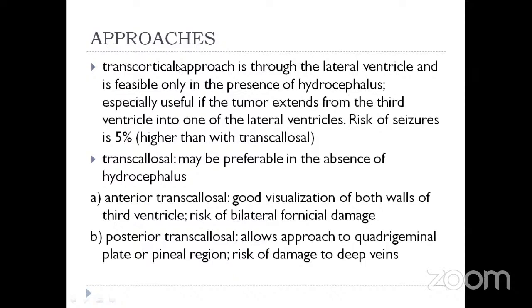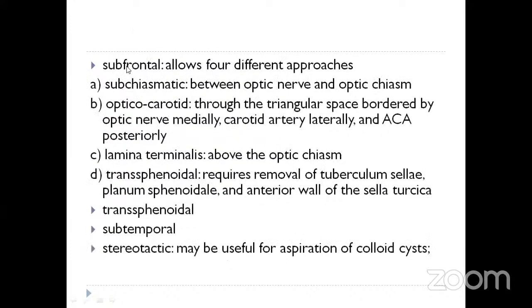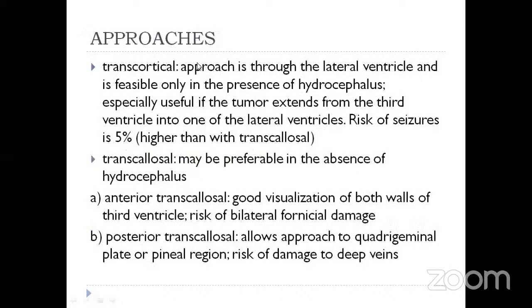We can go transcortical, which, as the name suggests, trans means across, and cortex, we are going to go through the cortex, which can be of any lobe that we will discuss later. We can go transcallosal, that is by the help of the corpus callosum. We can go subfrontal, that is below the frontal lobe. We can go transsphenoidal, subtemporal, stereotactic. So these are five ways by which we can approach the third ventricle.